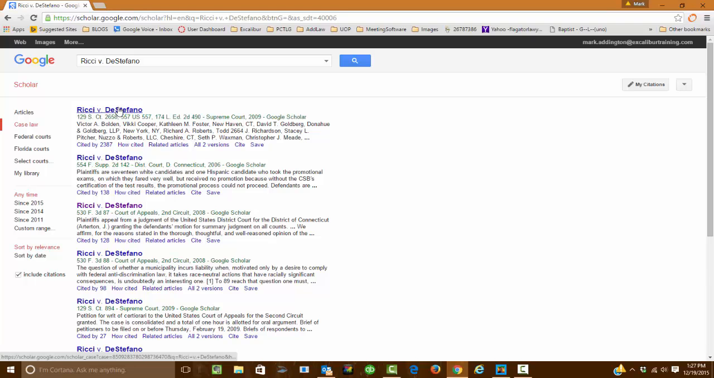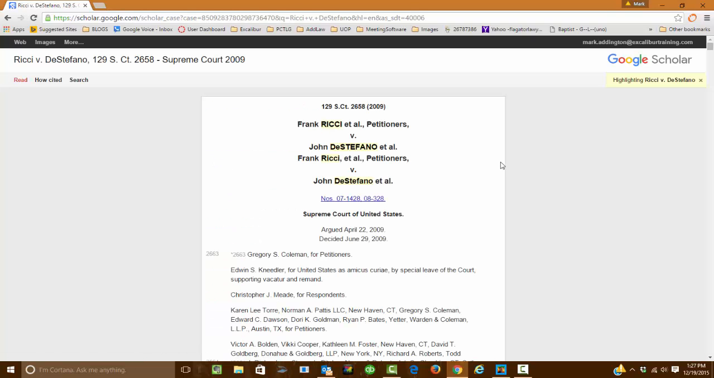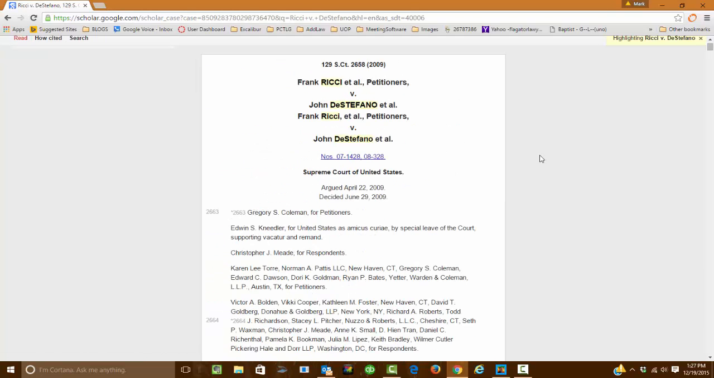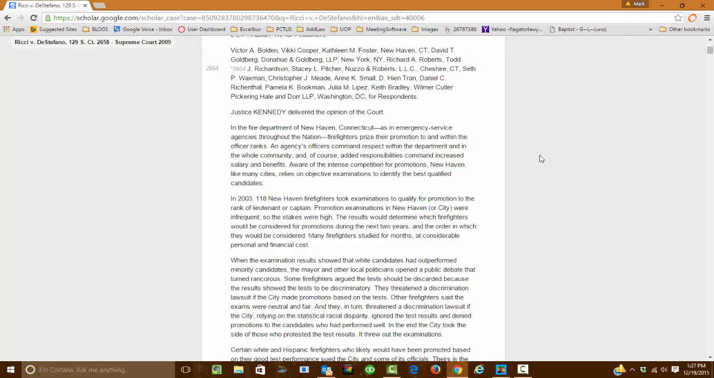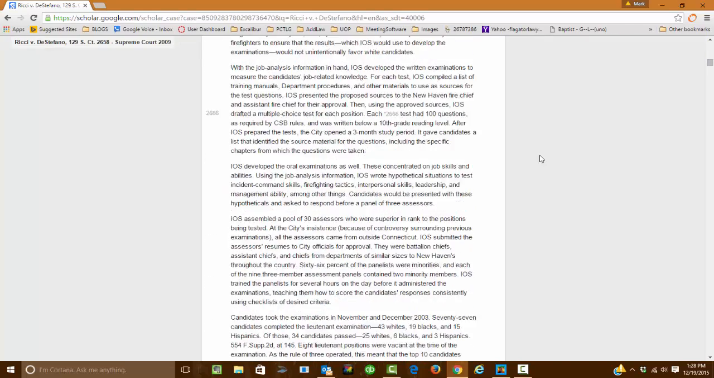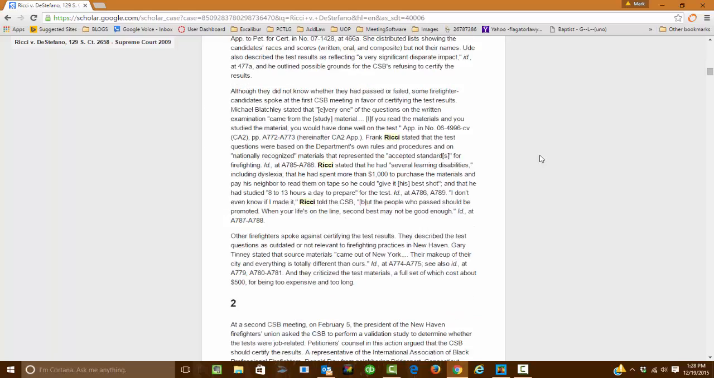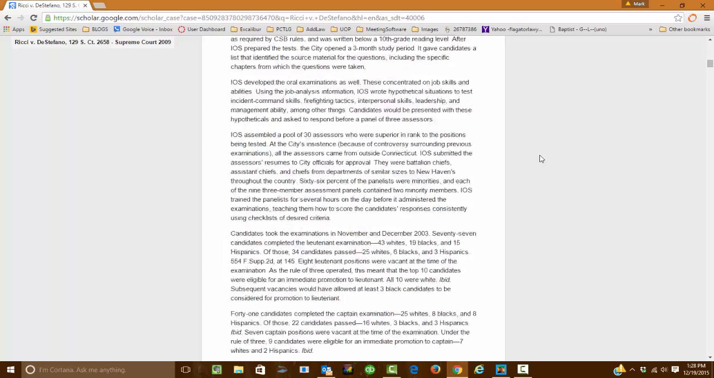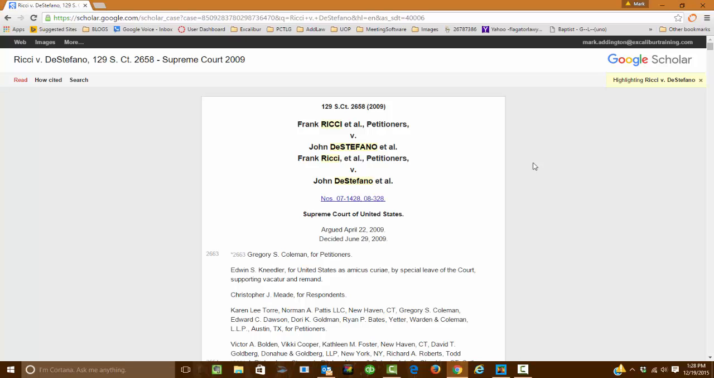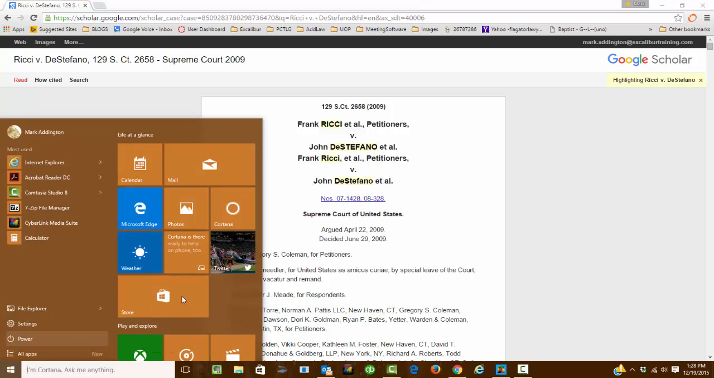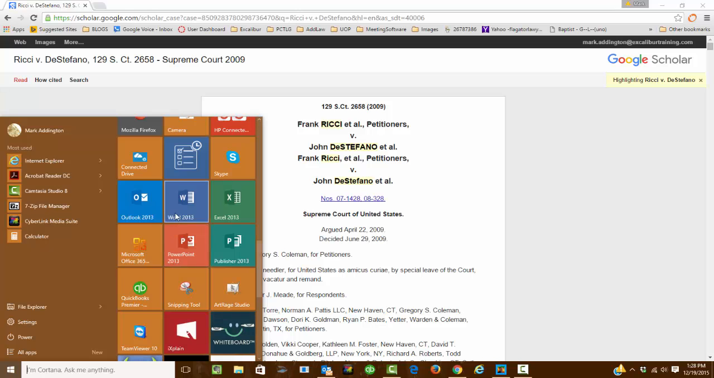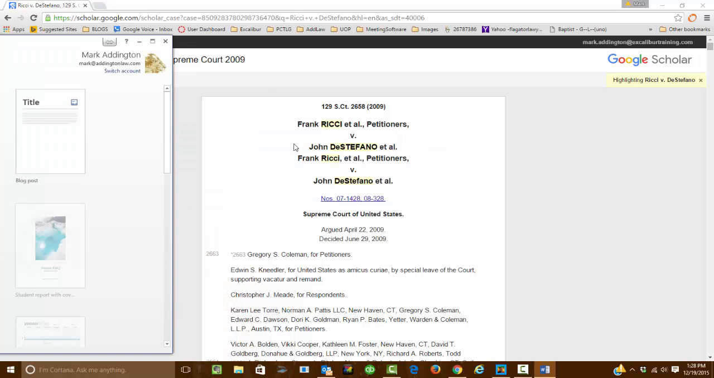Looking at the opinion, let's click on the Supreme Court case. Google gives you a copy of the opinion, which is exactly as the justices wrote it. And you can go through and read and understand, hopefully, all that's involved with this case. And I want to point out a couple of things. First of all, I'm going to bring up on my screen here just a blank Word document.